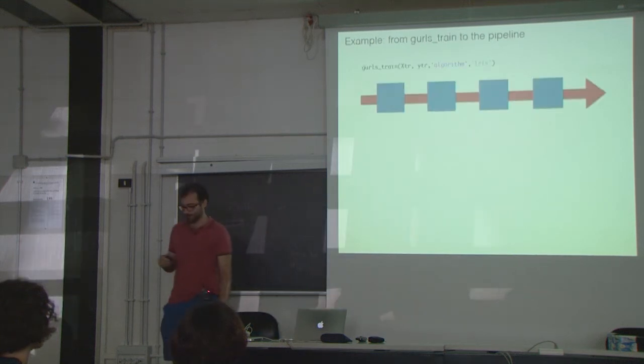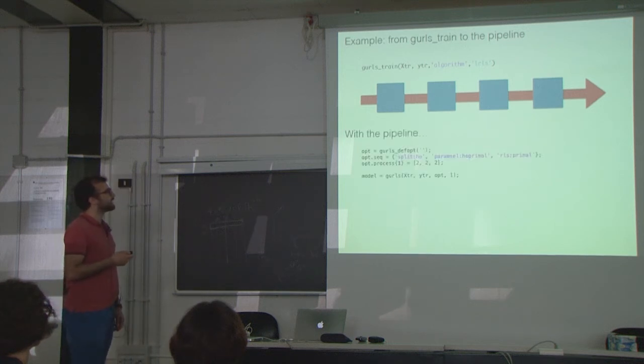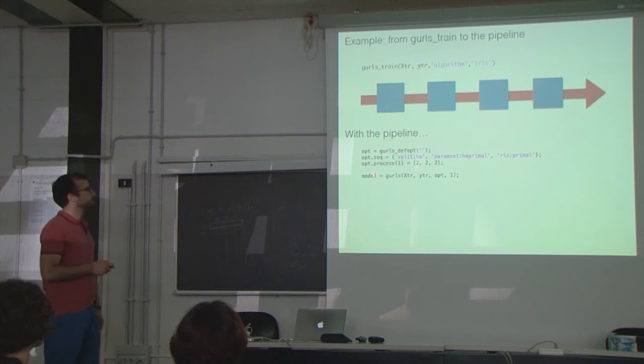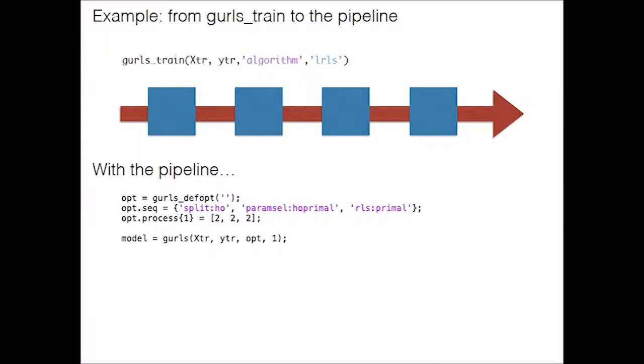So for the example we have seen, for the linear case, GURLS train produces this pipeline made of three blocks. The first block splits the dataset into a training and a validation part. The second block computes the optimal lambda, and the third block estimates the linear function.